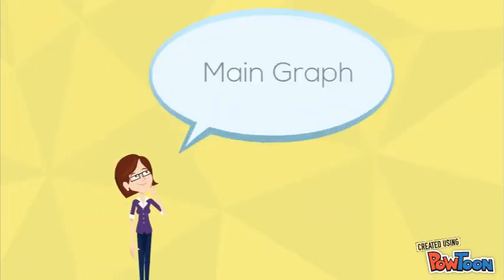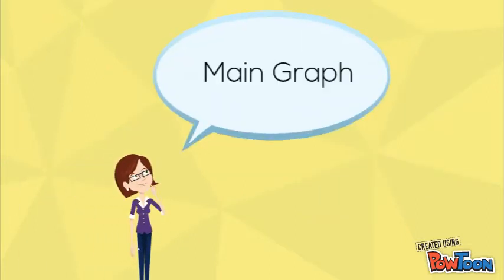Since we finished talking about the parts of the main graph, let us now begin talking about the step-by-step procedure of what is happening in our main graph. Please listen carefully, as it is somewhat complicated.